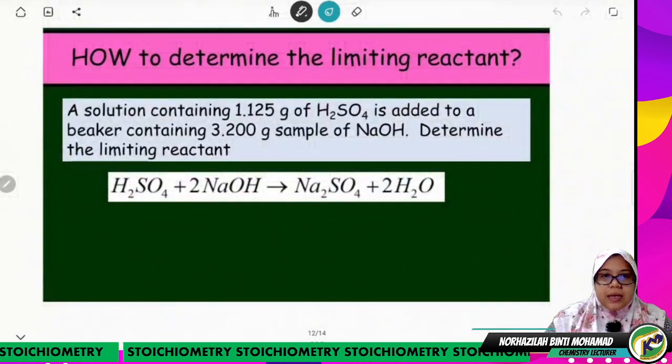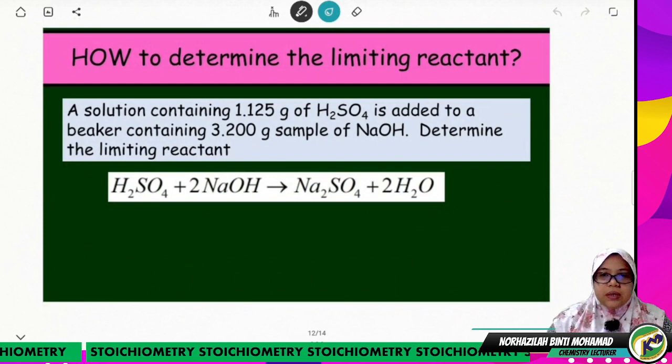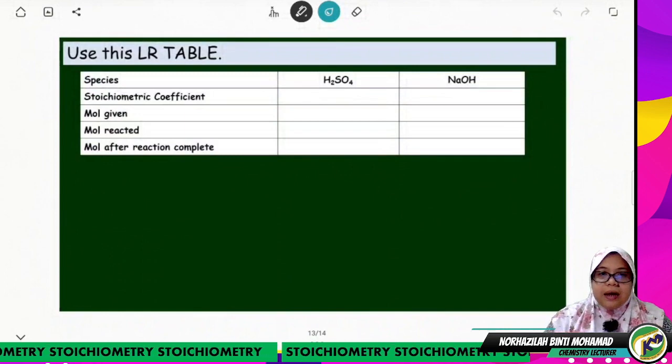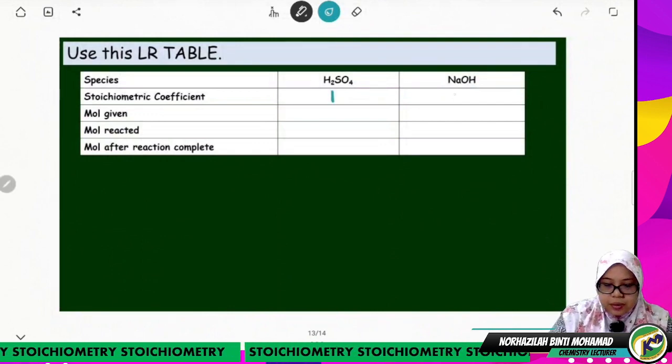Okay, how about this example? How to determine a solution containing 1.125 gram of H2SO4 is added to a beaker containing 3.2 gram sample of sodium hydroxide. So determine the limiting reactant. So I have give you the balance equation. 1 H2SO4 react with 2 sodium hydroxide to produce 1 sodium sulfate plus 2 water. Okay, so use the same LR table. So right now we are comparing that two reactant, which is sulfuric acid and sodium hydroxide. So from balance equation, the stoichiometric coefficient is 1 for sulfuric acid and sodium hydroxide is 2.